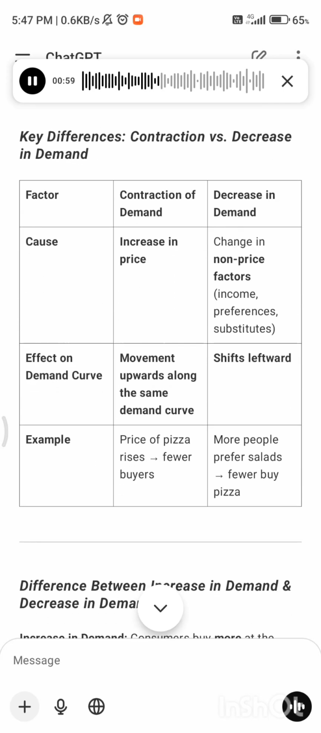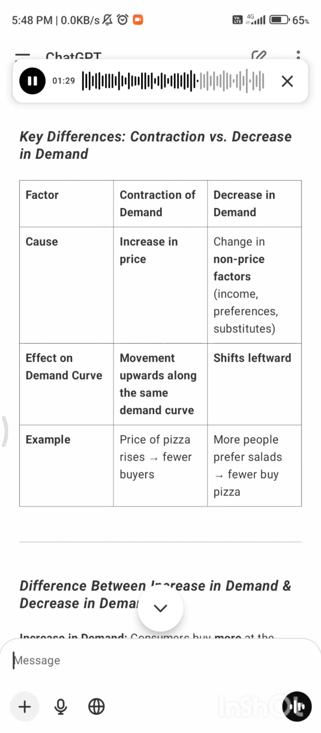Key differences: contraction versus decrease in demand. Factor: contraction of demand, decrease in demand. Even if the price is the same, different demand curves. Cause: increase in price; change in non-price factors, income, preference, substitutes. Effect on demand curve: movement upwards along the same demand curve. Example: price of pizza rises, fewer buyers. More people prefer salads, fewer buy pizza.